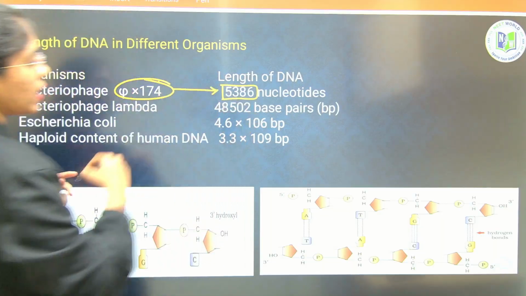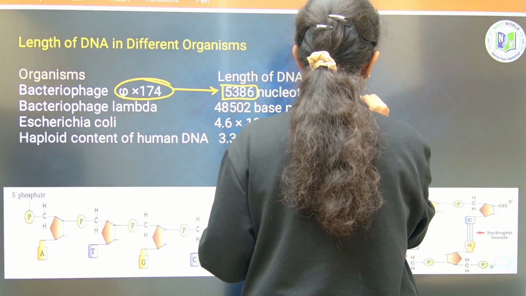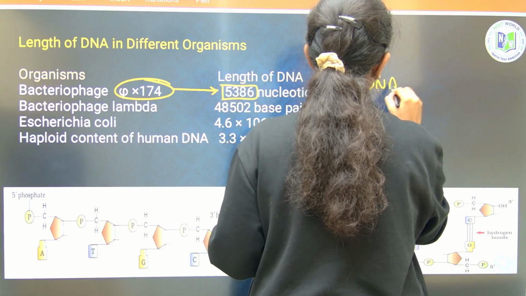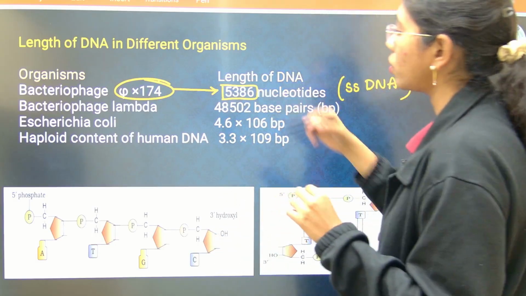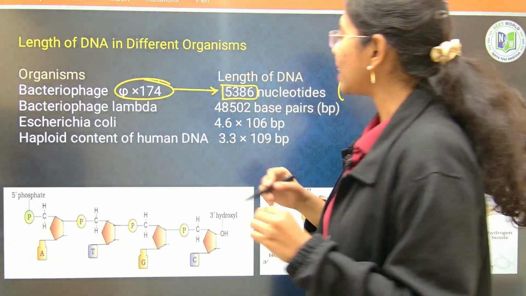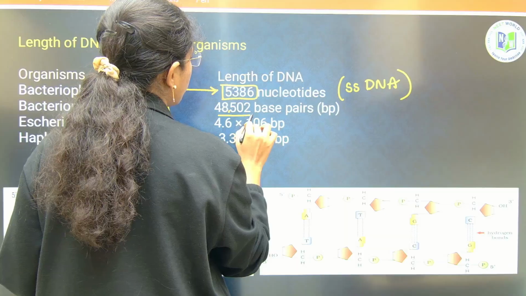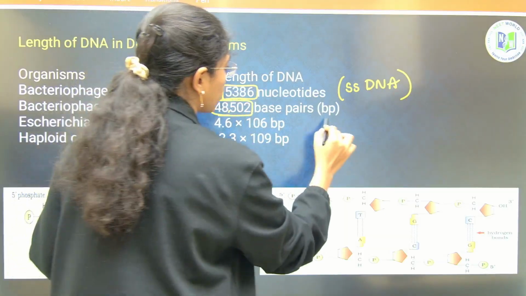5386 nucleotides are present in a single stranded DNA. Fine, right? How many are present? 5386 nucleotides are present. Next, bacteriophage lambda has 48,502 base pairs.